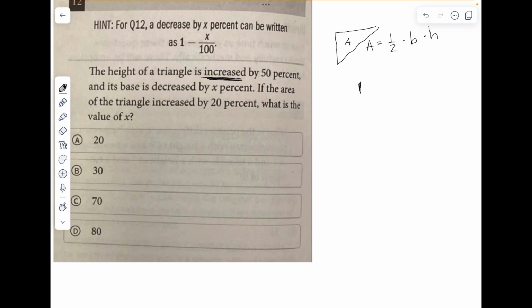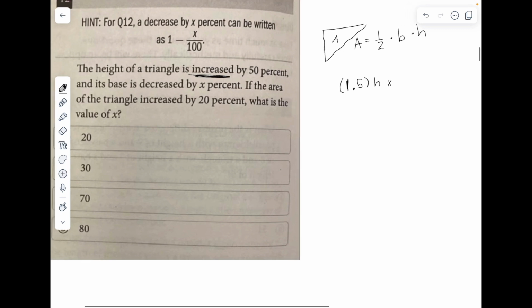So it's increased by 50%, so that means times 1.5 for the height. So let's rewrite that in our equation. And now we know that the base is decreased by x%. So x over 100 plus 1, that's how we would write it as a percent, times the base, then times 1/2, and this will equal the new area.